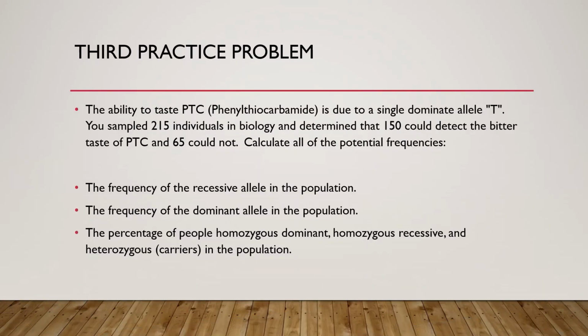Okay, last problem. The ability to taste PTC, or phenylthiocarbamide, is due to a single dominant allele, capital T. You sampled 215 individuals in biology and determined that 150 could detect the bitter taste of PTC and 65 cannot. Calculate all the potential frequencies: frequency of recessive allele, frequency of dominant allele, percentage of people homozygous dominant, homozygous recessive, and heterozygous.